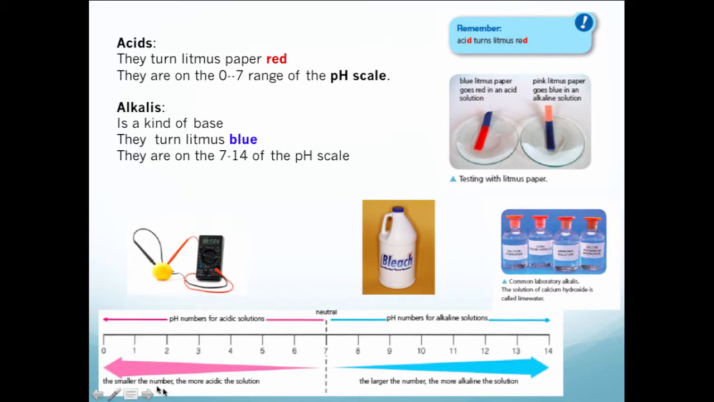So for example, for the acid solutions, 0 and 6 are both on the acid part, right? And 0 is further away from 7. Therefore, a solution that has a pH of 0 is a stronger acid than pH 6. The same thing happens with bases. The further away from 7, the bigger the number, the more alkaline the solution is. So pH 13 is more alkaline than pH 12.